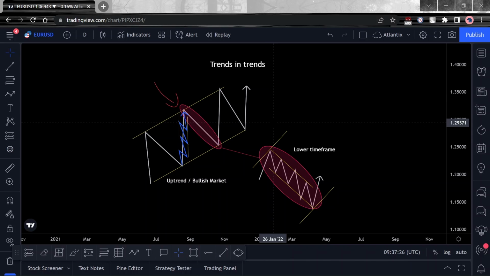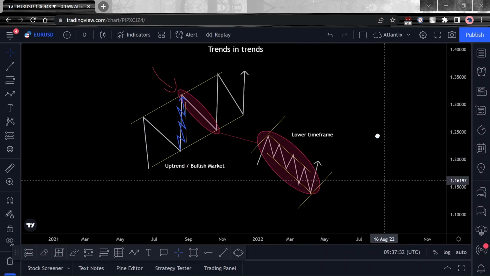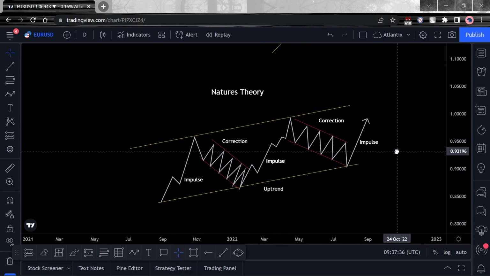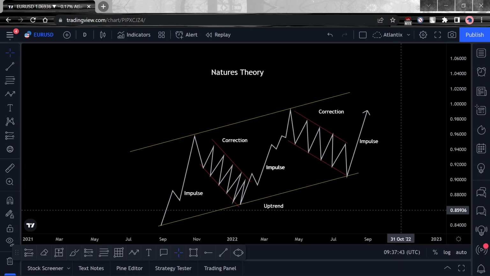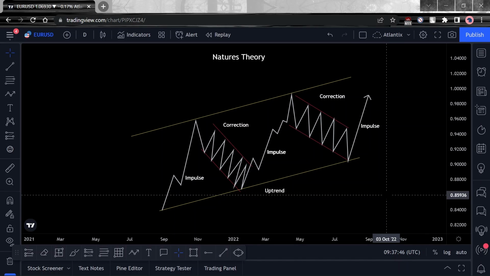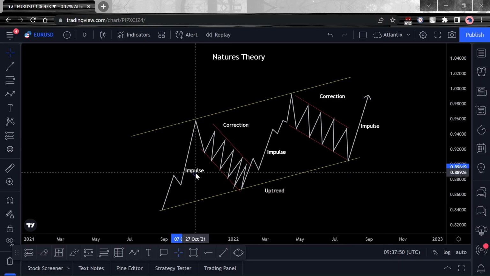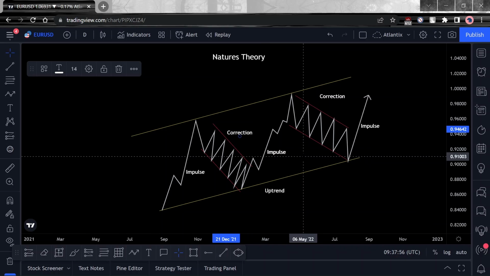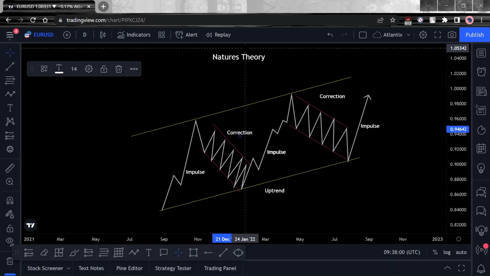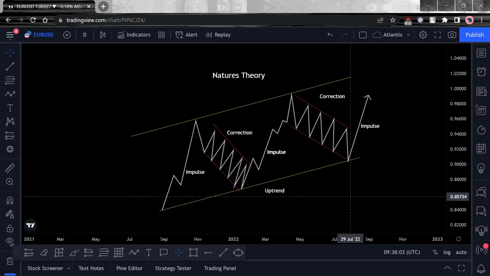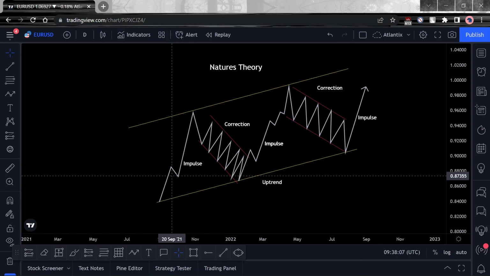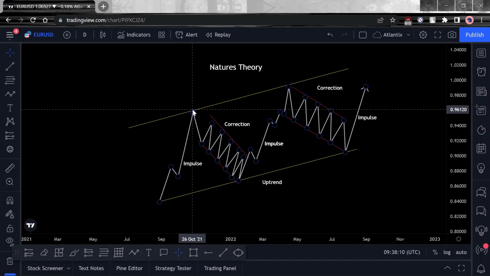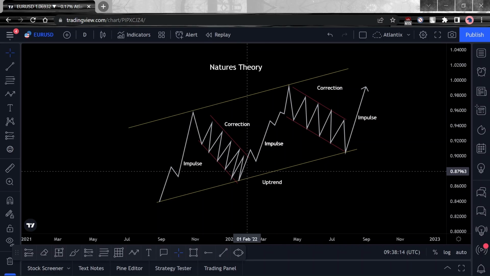Now we need to talk about something called the nature's theory. The nature's theory is just a proposition that when the market moves, it has a formula of movement, which is two phases that it assumes. One phase is called an impulse phase, and another phase is called a correction or corrective phase. In the case where the market is bullish like this, the parts where price moves up would be more impulsive, and the parts where price moves down would be corrective.